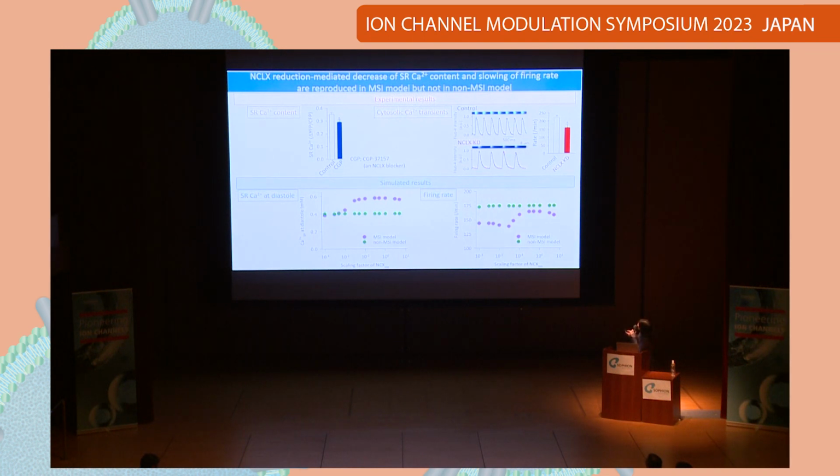We tested other parameters. The SR calcium content decrease by NCLX reduction was reproduced by the MSI model, shown as magenta symbols, but not by the non-MSI model, shown as green symbols. And the slowing of firing rate by NCLX reduction as well. These results suggest that the functional coupling of NCLX and SERCA is based on the spatial coupling of NCLX and SERCA, and it's required for reproducing the experimental results.